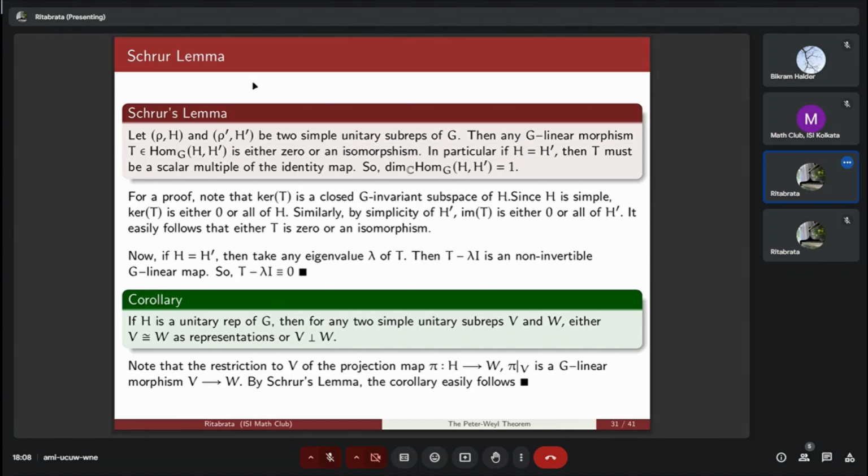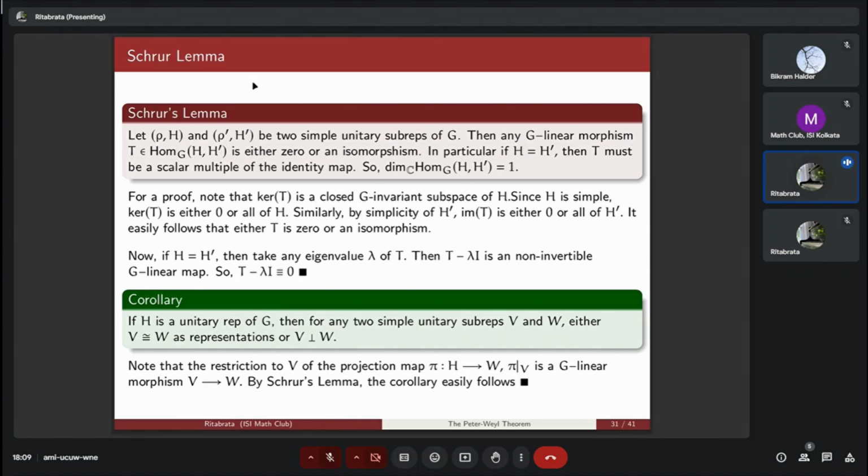Now, in representation theory, we work with arbitrary fields, and if our field is algebraically closed we can also say something more, that T must be a scalar multiple of the identity map. Any structure preserving map, any G linear map between two simple representations. If you work over an arbitrary field of arbitrary characteristic, we might not be able to tell this. We can tell that T is zero or an isomorphism, that is clear, that holds in general, but it being a multiple of identity may not be true. For that, we need an algebraically closed field. In our case, you're working with complex numbers, so here it doesn't matter.